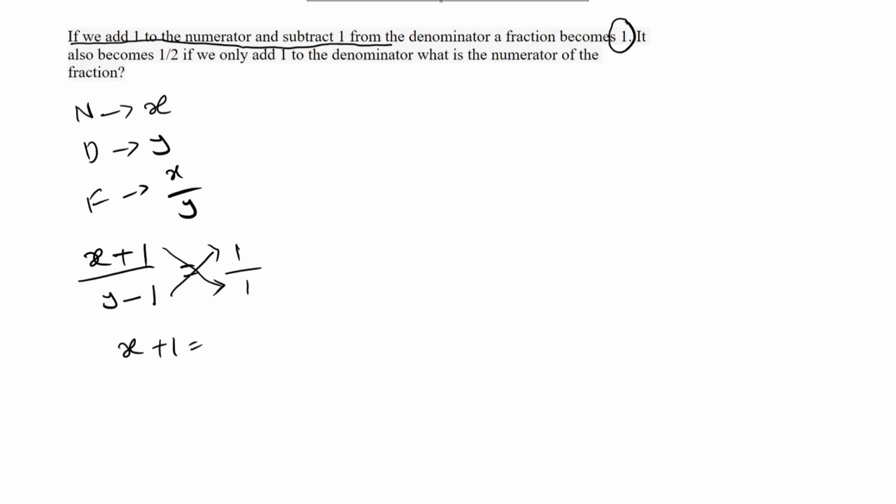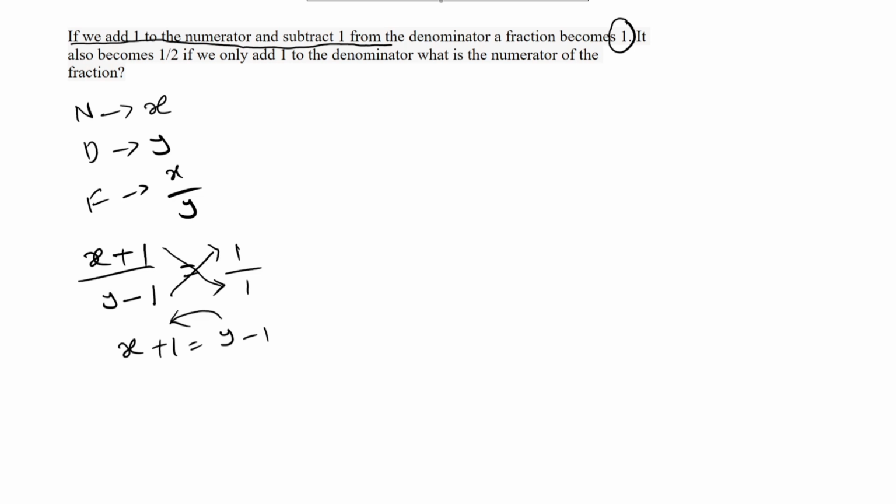Now according to the first statement, if we add 1 to the numerator and subtract 1 from the denominator, our original fraction is x by y. For that, the numerator is adding 1 and from the denominator is subtracting 1. Then the fraction will be equal to 1. I am writing it as 1 by 1. Doing cross multiplication, x plus 1 into y minus 1 equals y minus 1 into 1.